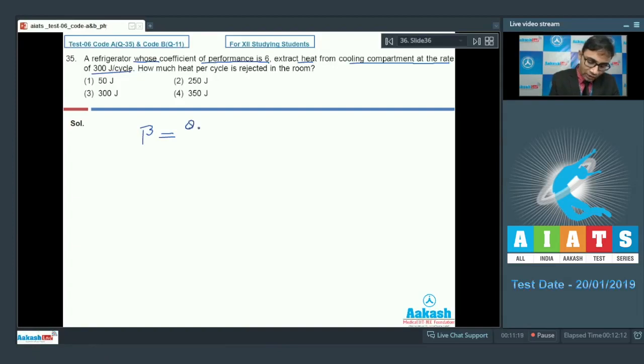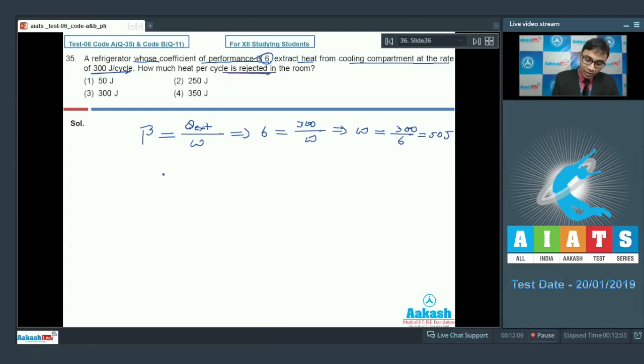So Q extracted divided by work done by the external agent on the refrigerator. That means work done on the refrigerator, right? So this is Q by W. So according to the question, the performance is 6, beta is 6, and heat extracted is 300 joule per cycle. So 300 divided by work done. So from here we can say that work done on the refrigerator will be equal to 300 by 6, that will be equal to 50 joule.